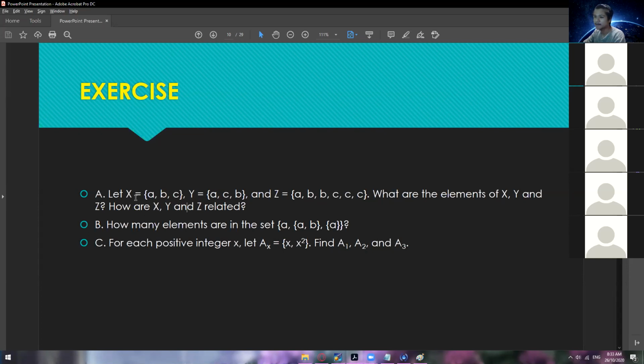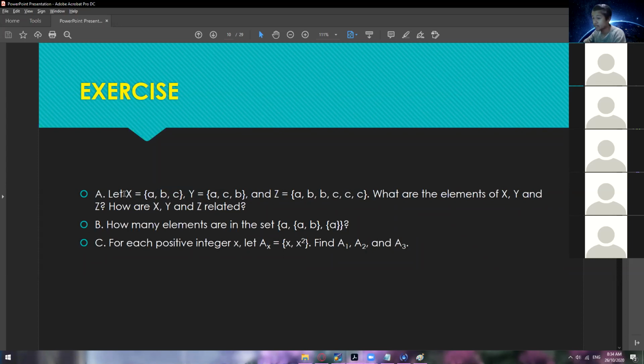Pero kung let's say X and Y has common elements, or dalawa lang sila mayroong common elements, so we could say that X and Y has common elements and Z doesn't have a related or common elements with X and Y. Okay, so tinatanong lang niya kung anong relation ng X sa Y at saka sa Z.